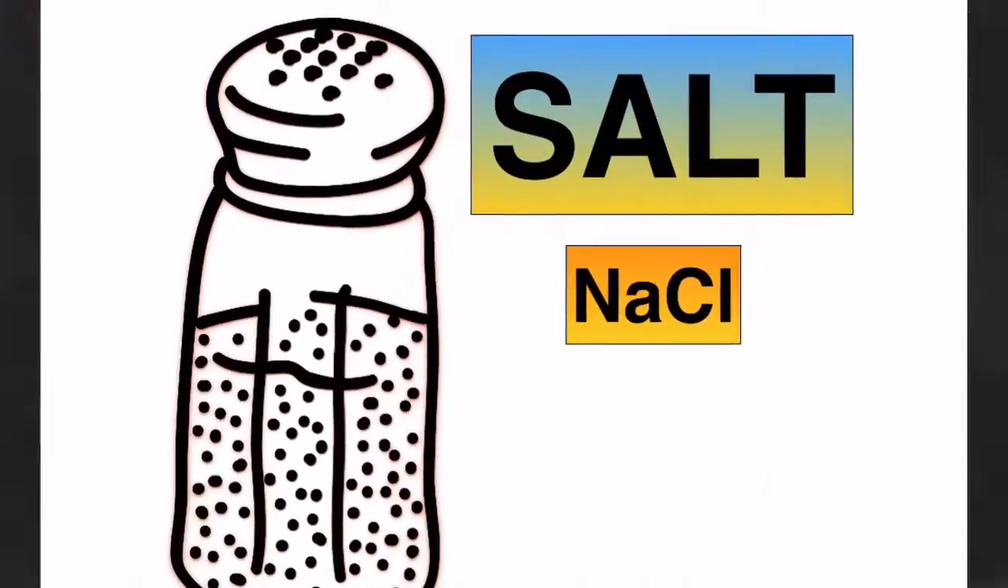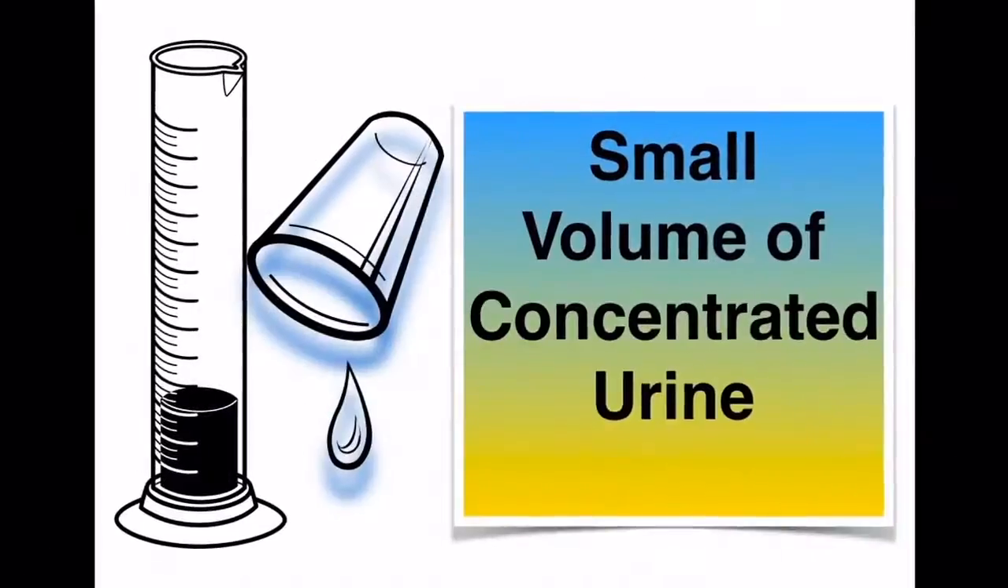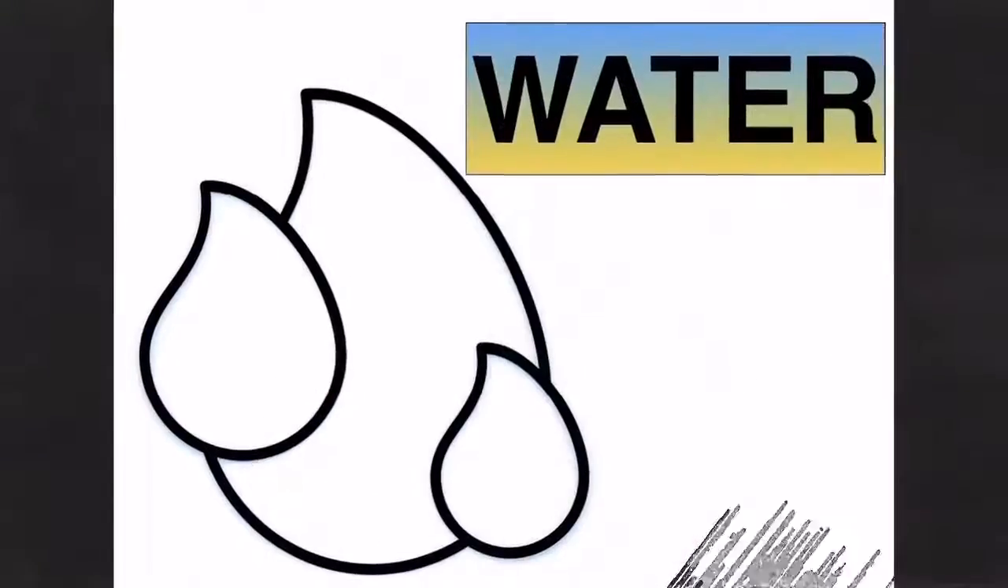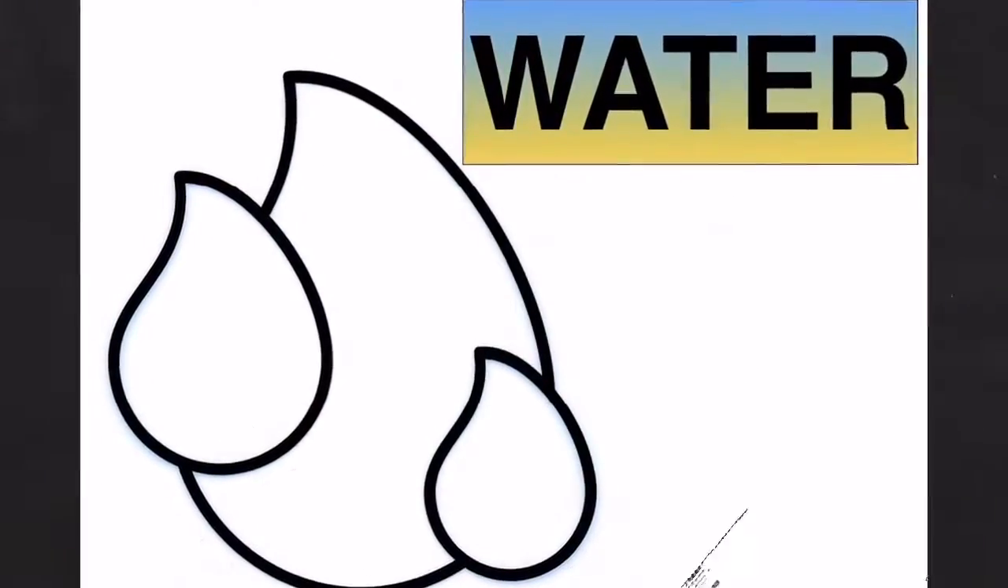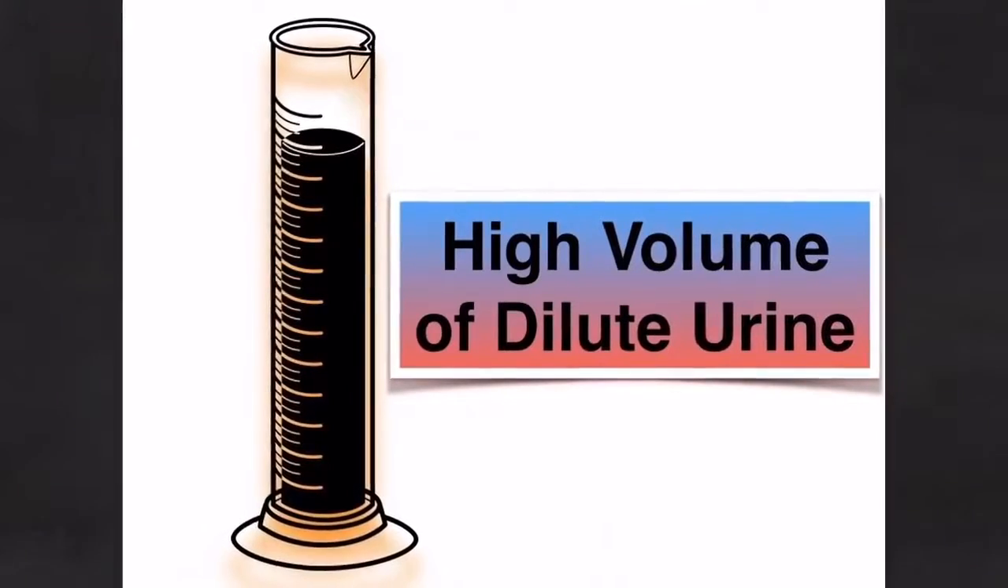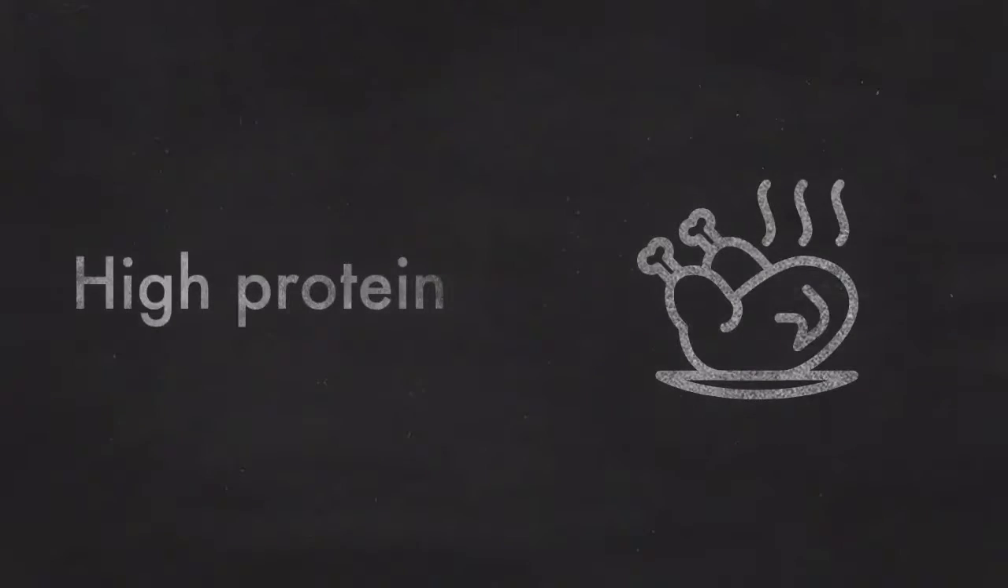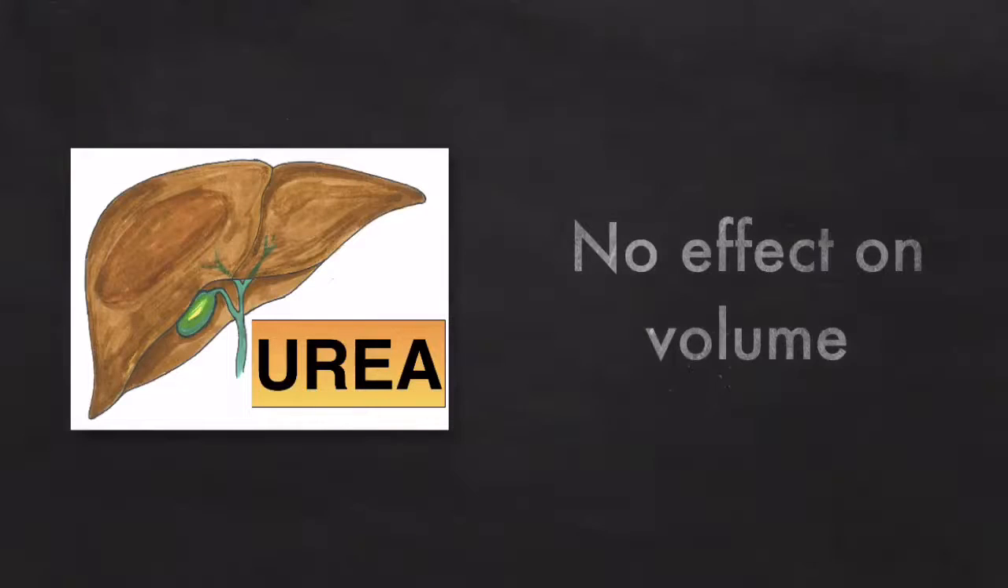What happens if you eat a diet high in salt? Well, you will produce a small volume of very concentrated urine. What happens if you drink too much water? In this case, you'll produce a very high volume of dilute urine. What happens if you eat a diet high in protein? Well, it will have no effect on the volume of urine produced, but the urine will have a high urea content.